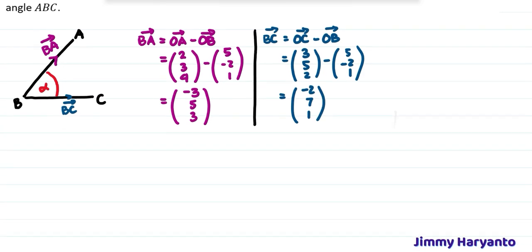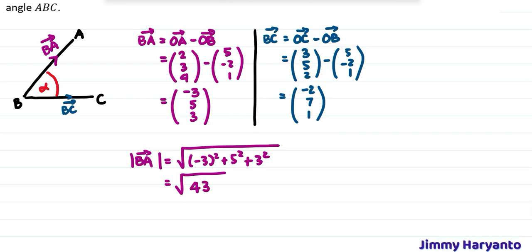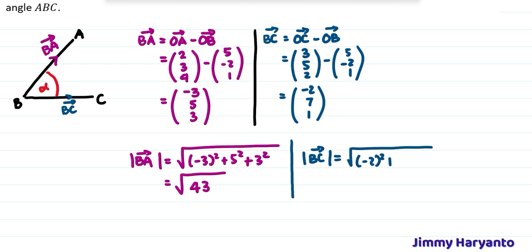Next, of course, we have to find the length of BA because we will need it later in the formula. So it will be the square root of negative 3 squared plus 5 squared plus 3 squared. So we have 9 plus 9 plus 25, which equals the square root of 43 as the result. And next is the length of BC, of course. The length of BC will be the square root of negative 2 squared plus 7 squared plus 1 squared. So you have 4 plus 49 plus 1, the square root of 54 as the magnitude of BC.